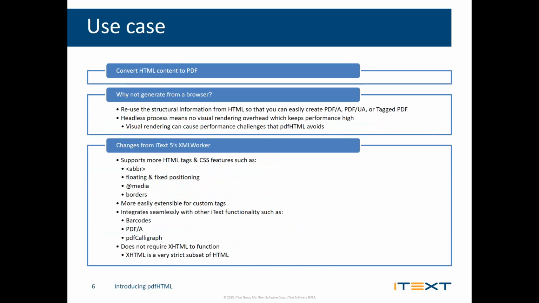A number of specific changes from XML Worker include a number of HTML tags that we did not support in iText 5 and in XML Worker, such as the abbreviation tag. There's a lot more to come, but those are still in the works. Floating elements, and then media queries, and of course borders. It is more easily extensible for custom tags, as I said already.